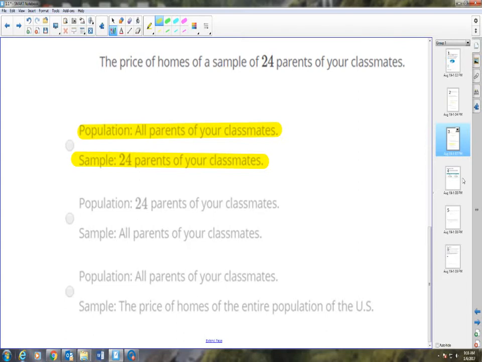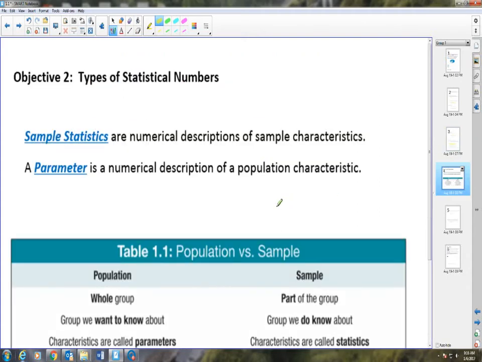Alright, so hopefully with these examples you can get a feel for what population means and what the word sample means as well. Alright, now we classify statistical numbers into different types. What is so-called sample statistics are numerical descriptions or numerical values of a sample characteristic. That means the sample we collect has the same characteristic, and we can use them as numerical descriptions.